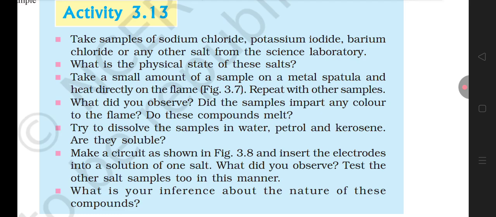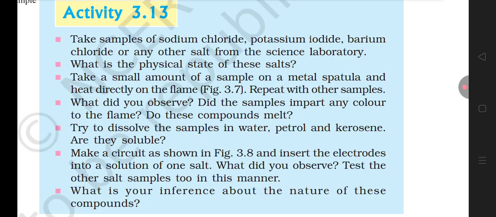What is the physical state of these salts? You know very well what is meant by physical state. The physical state of these salts is solid. Now take a small amount of sample on a metal spatula and heat it directly on the flame. Repeat with other samples. What did you observe? Did the samples impart any color to the flame? Do these compounds melt? Try to dissolve the samples in water, petrol, kerosene. Are they soluble?